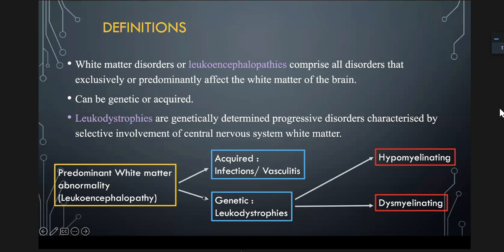Leukoencephalopathies are divided into two types. The acquired ones are caused because of infection, vasculitis, etc., demyelination, whereas the genetic ones are called leukodystrophies. Leukodystrophies are genetically determined progressive disorders which are characterized by selective involvement of the cerebral white matter. Now, these again are divided into two types, the hypomyelinating and the dysmyelinating.